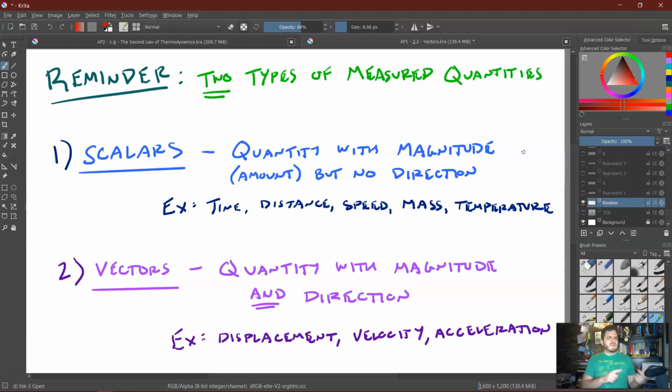Now, we already briefly talked about vectors, but we didn't go into a whole lot of detail. Just as a reminder, we've got 2 types of measured quantities. Anything we measure in a lab or anywhere else can be put into 2 different categories. One are what are known as scalars. They are quantities with magnitude or amount, but no direction. So examples would be, for instance, time, distance, speed, mass, temperature. There are others. The other type of quantity, which we're more interested in today, are vectors, which have both magnitude and direction. And up to this point, we've really talked about 3: displacement, velocity, and acceleration. There are others, but that's what we focused on so far.